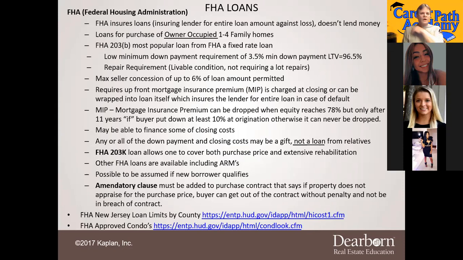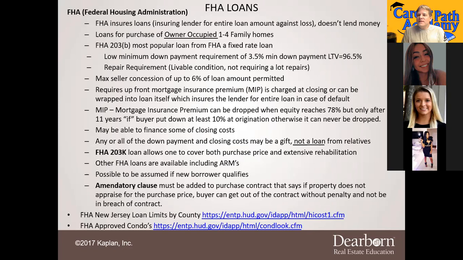Okay. So the maximum seller concession allowed on an FHA loan is 6% of the loan. It requires an upfront mortgage insurance premium called MIP, which is charged at closing, or can be wrapped into the loan itself, which insures the lender for the entire loan in case of default. An upfront insurance premium that you don't have to pay upfront. Government. Not exactly the most efficient thing out there, is it?